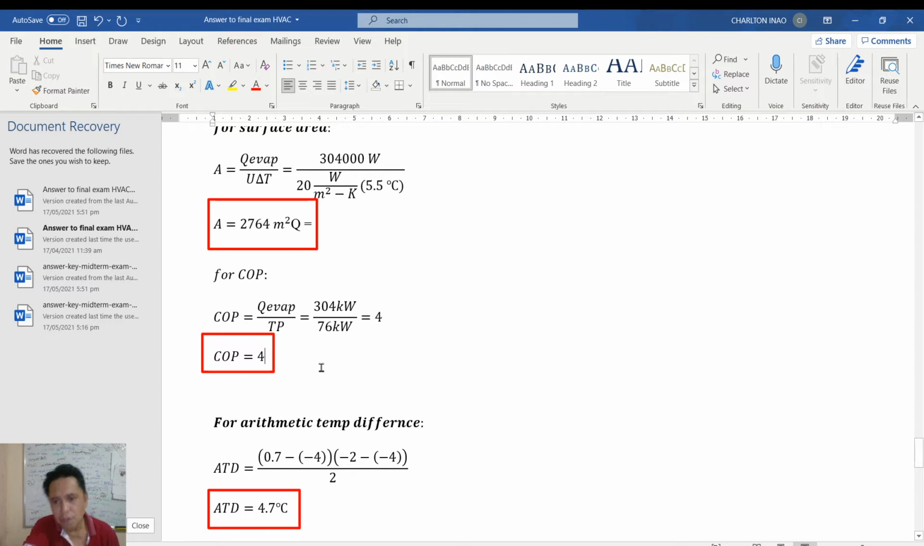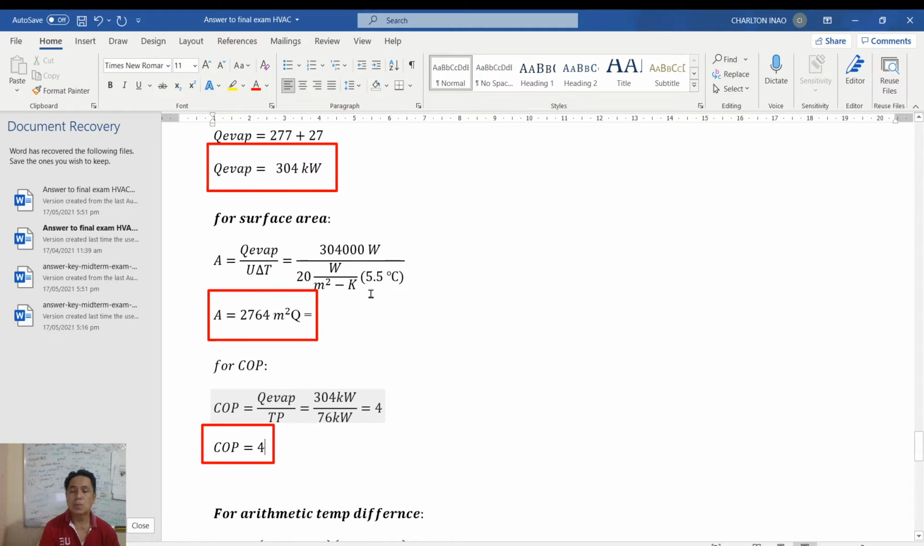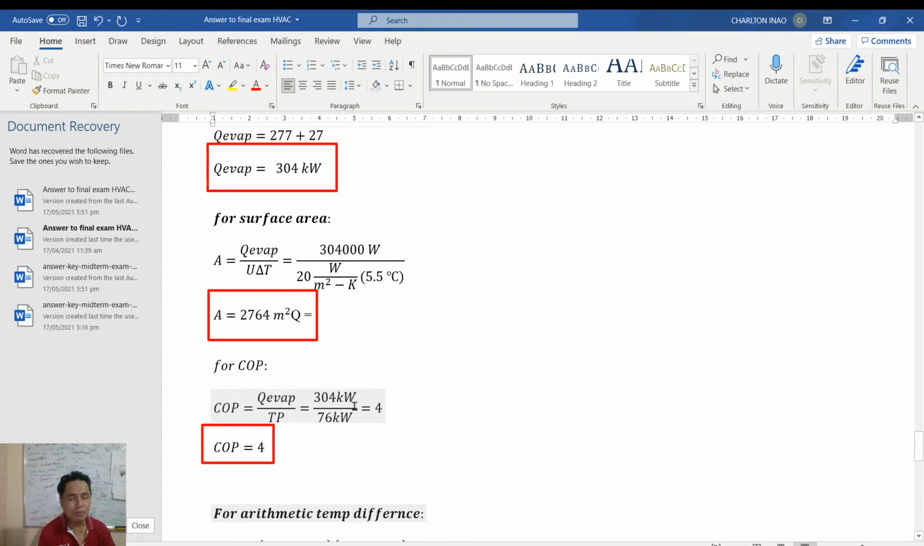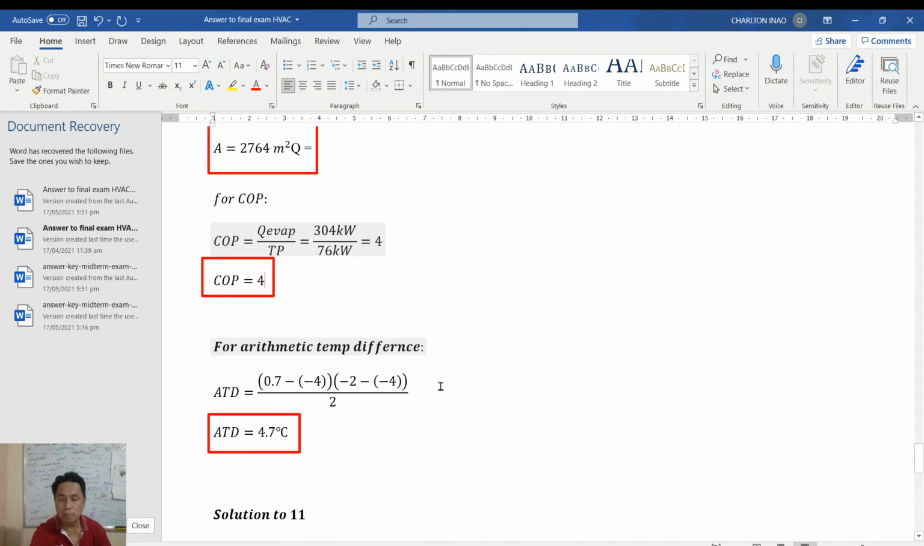4 is the coefficient of performance when you divide the 304 kilowatts of the evaporator. Of course, it includes the cooling load, 277, plus freezing, which is coming from the waters and the moistures going to the top of the evaporator coil. So they put that as 27. Okay, so we will have that 304 kilowatts. So the other thing is the coefficient of performance: when you get the 304 kilowatts, that is the capacity in the evaporator. You just have to divide that with the total power, which is 76 kilowatts on the compression side.